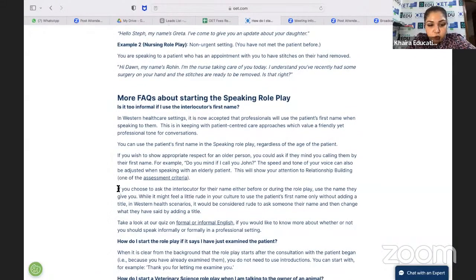And finally, if you choose to ask the interlocutor for their name either before or during the role play, use the name that they give you. While it might be a little rude in your culture to use the patient's first name only without adding a title, in Western scenarios, it would be considered rude to ask someone their name and then change what they have said by adding a title.